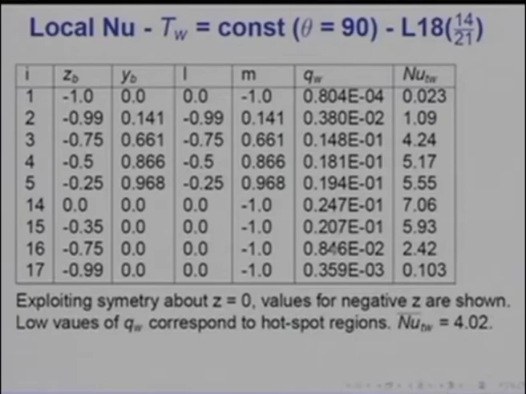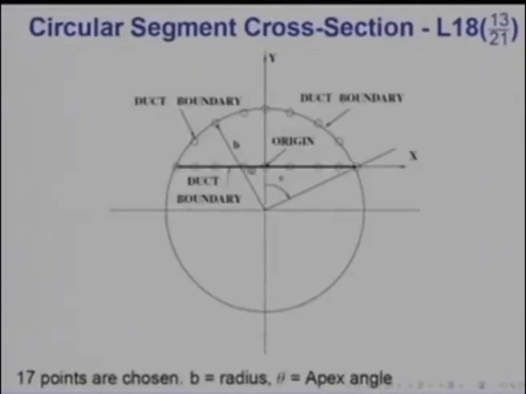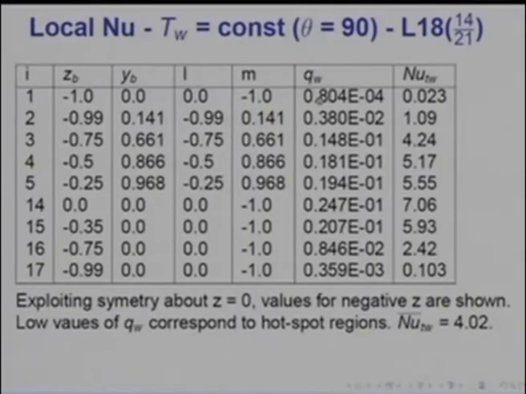On the flat side, the heat flux is 0.0207 at minus 1. Again, on the flat side, the heat flux is high here and goes on reducing. So you have a high heat flux coming in here, and it reduces along the periphery in this direction and in this, and likewise on this side as well, which I have not shown by exploiting symmetry. And you will see how the Nusselt number varies: 0.023, 1.09, 4.24, and so on and so forth.